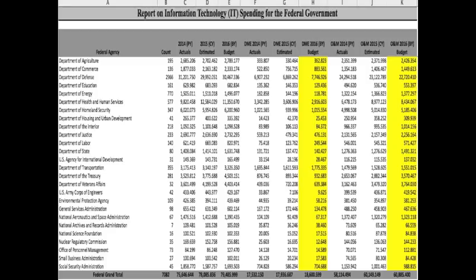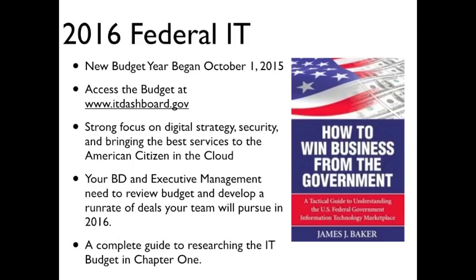Now, as you begin to pull the budget down, you want to go out to itdashboard.gov. This is an enormous Excel spreadsheet. It has over 4,000 budget line items, but well worth your time to download and look at. We've just begun the new federal fiscal year for 2016. It began October 1st, 2015. For those of you that are new to government, government runs on an October 1 to September fiscal year.